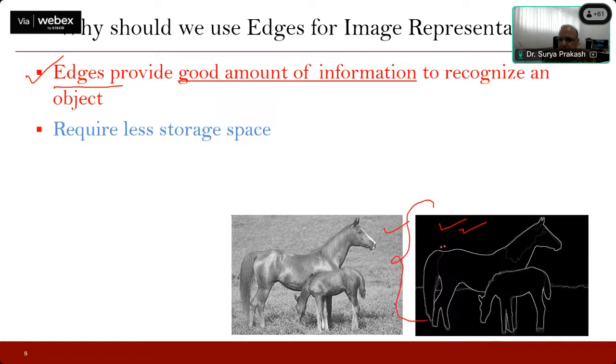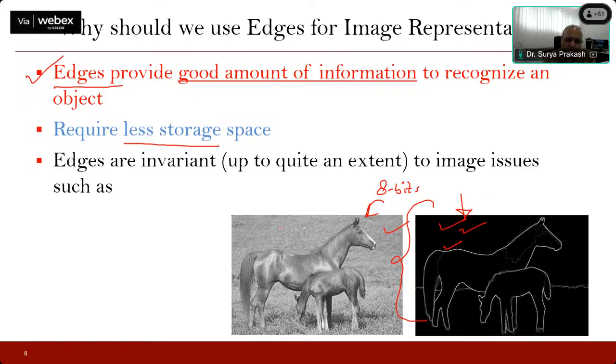For example, these edges have very little storage requirement. If you are storing the edges, you need to just store them in the form of binary numbers, 0 and 1. So every pixel can be represented by just 1 bit. Whereas if you have a grayscale image, every pixel is represented using 8 bits. So you see that there is a drastic reduction in the storage space required when you are representing your edges.